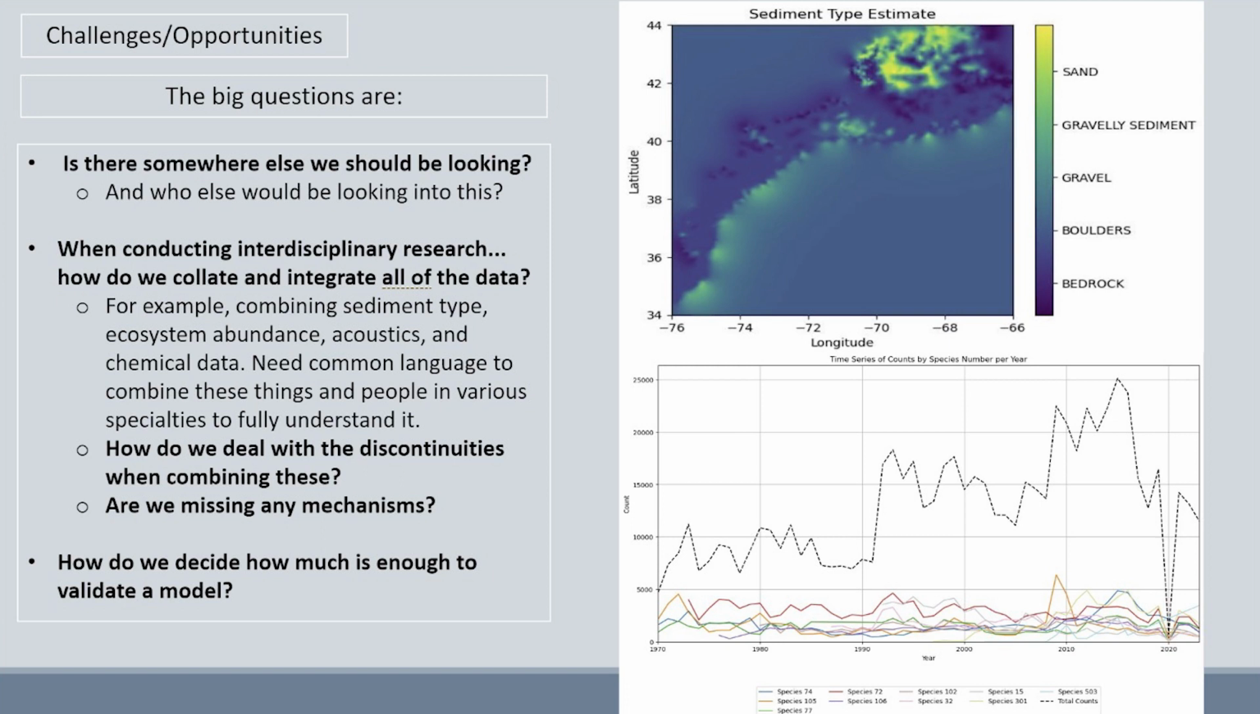In the end, when working with models, how do I decide how many in situ points is enough to validate a model in the first place? And again, as we've all been pointing out, how do we connect observations with models?